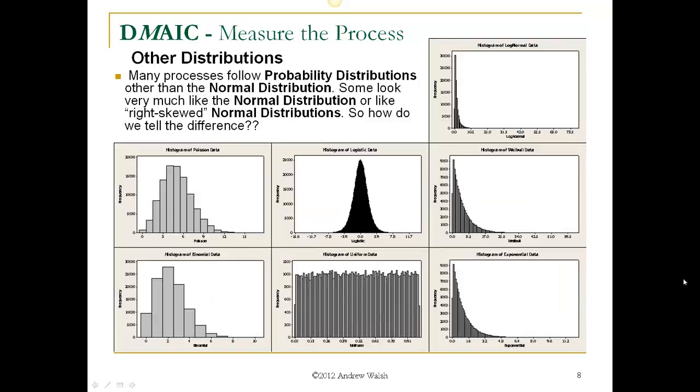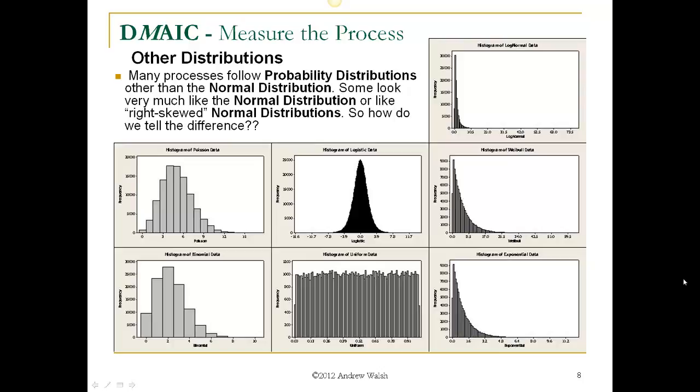Now, many processes follow probability distributions other than the normal distribution. And some of them look very much like the normal distribution, or like right-skewed normal distributions. So on the right, we see in the upper right-hand corner the histogram for log normal data, and below that the Weibull data, and below that the exponential data. And they all look alike. They look like right-skewed data in appearance.